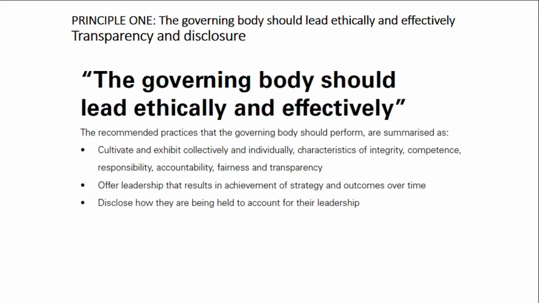In the next slide, we're just going to summarize exactly what the recommended practices are. So we say that an entity must be able to cultivate a culture of both individual and collective integrity, competence, responsibility, accountability, and fairness. We do this by ensuring that our strategy is achieved over time and our strategy aligns with these various objectives of a board of directors. And then also we constantly check in and monitor ourselves by disclosing. That is principle 1. Let's move on to principle 2.